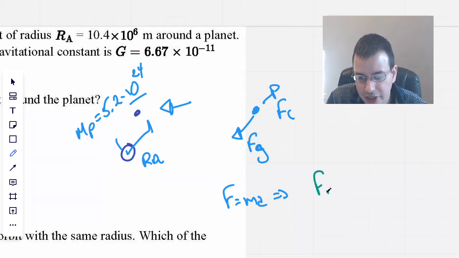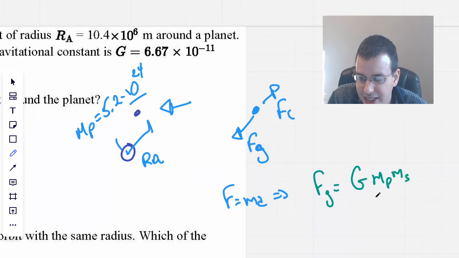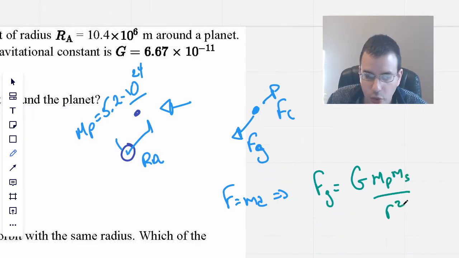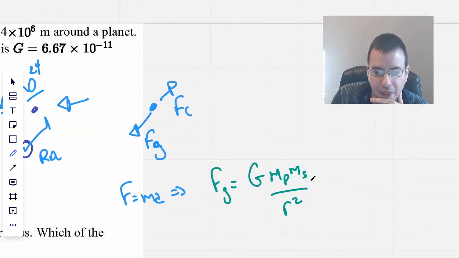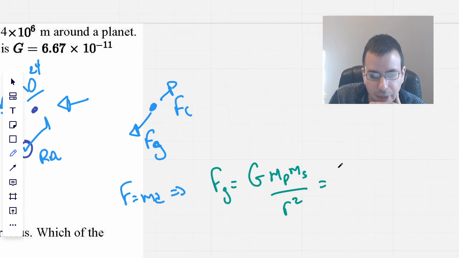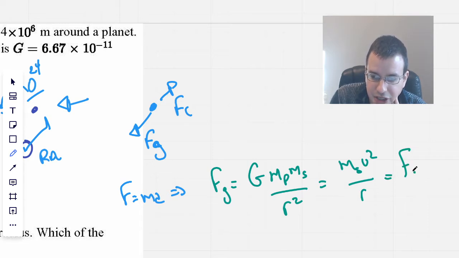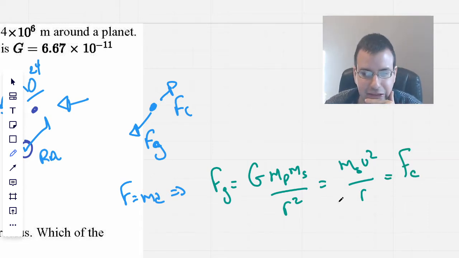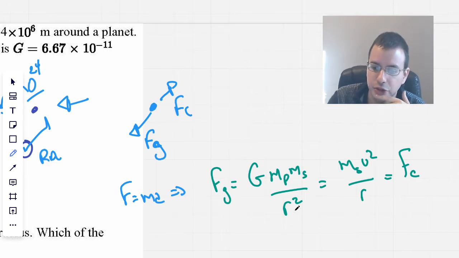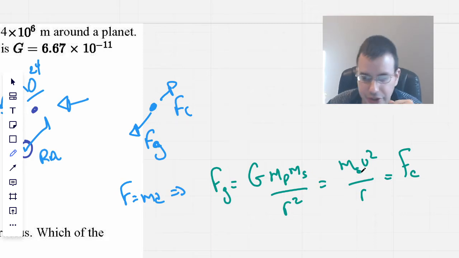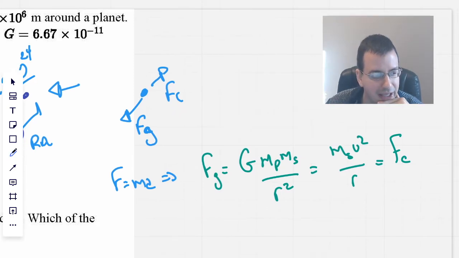So force due to gravity equals gravitational constant, mass planet times mass satellite over radius squared. We're only given one radius, so I'm just going to call it r. And this will equal m satellite v squared over r, which will be the force centrifugal. So we have the centripetal acceleration v squared over r, multiply that by mass, gives us a force. So now we'll do a little bit of canceling.